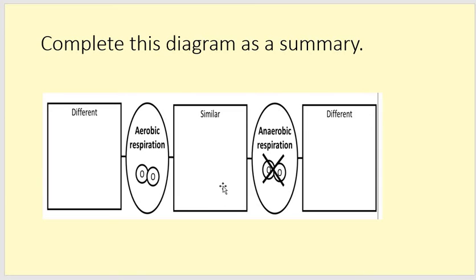Things that are the same and things that are different. So things that are the same in the middle, things that are different either side. It's a little bit similar to drawing a Venn diagram in maths, but possibly a little bit easier for some of us to understand.